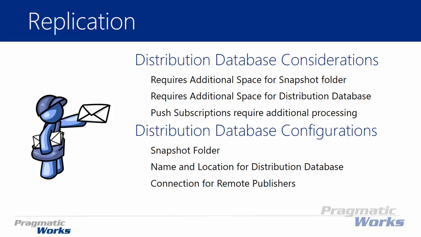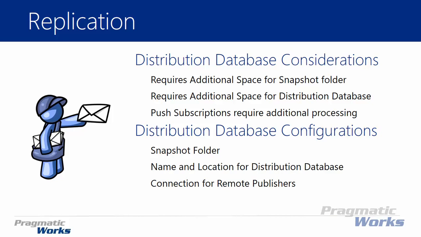Let's first look at the distribution database considerations. You're going to require additional space for your snapshot folder. For example, if your data is 100 gigs in size, you'll need additional space wherever you drop the initial snapshot for the database. You're going to require additional space for the distribution database.